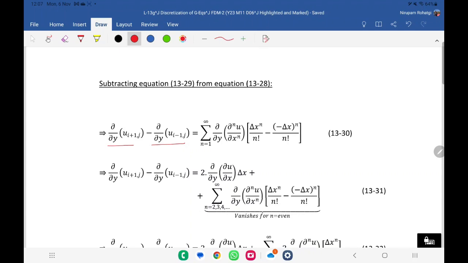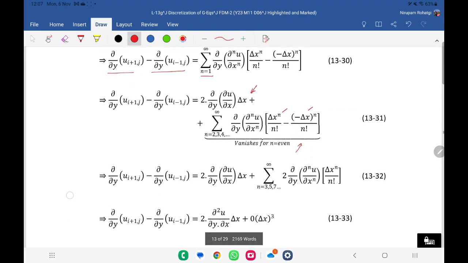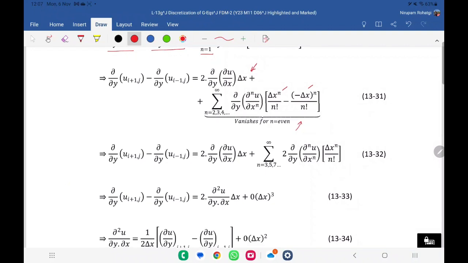Now again the same thing we are doing, we are making n equal to 1, taking it out, and n equal to 2, 3, 4, we are putting it here. And here again, for n equal to 1, this will vanish. Okay. So once you do this exercise, what you get is your second derivative, the mixed derivative. Okay, and this becomes equal to this, and this is the order of error.